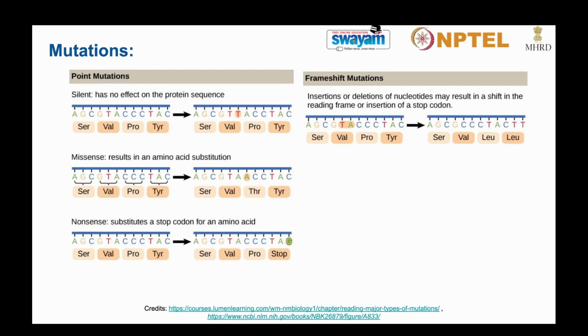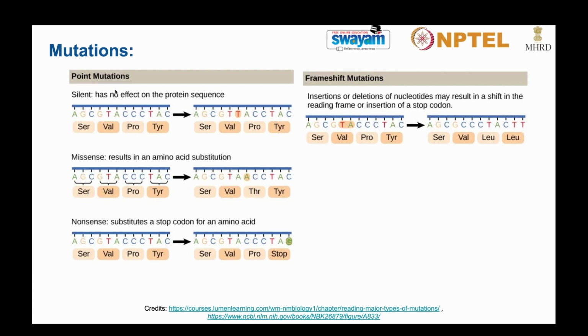And why is it so? Because as you have seen in the genetic code table, more than one codon can code for a single amino acid. And there is a hypothesis named the wobble hypothesis. So even if a single nucleotide varies, it can still code for the same amino acid.